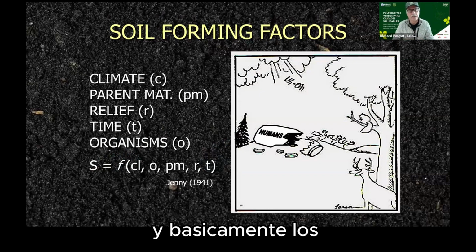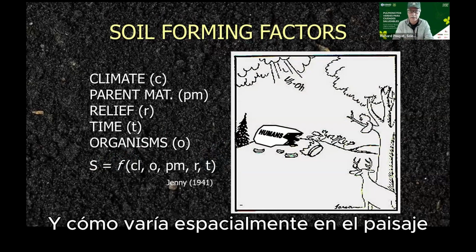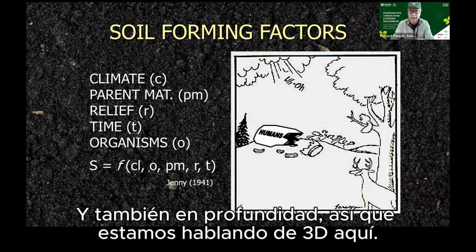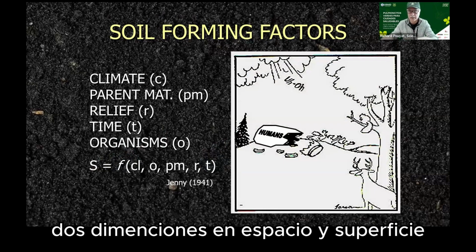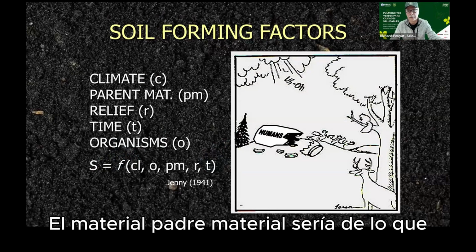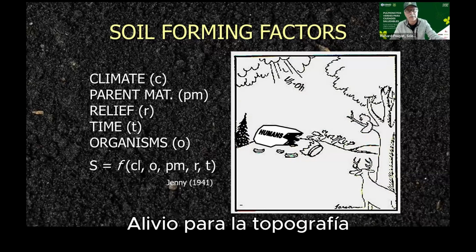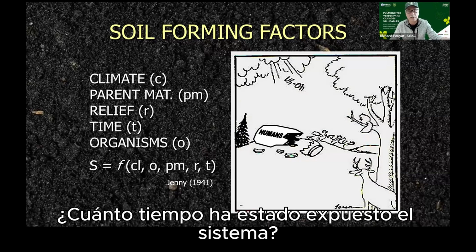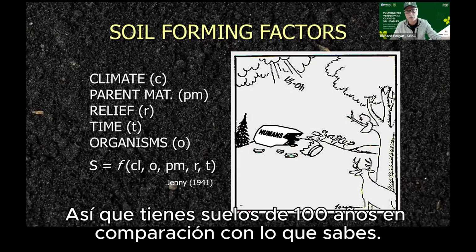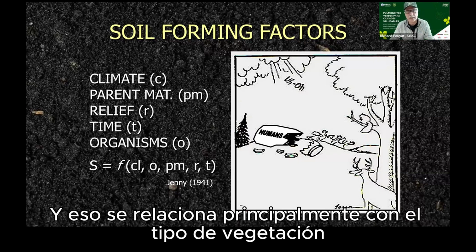Basically, soil scientists think of 5 different factors that influence soil and how it varies spatially on the landscape and also at depth. So we're talking 3D here: 2 dimensions spatially on the surface, but also in depth. And if we have an understanding of the climate, the parent material, which is what the soil is being formed from, the kind of rock, for example, relief or topography, how long the system's been exposed, so you have 100-year soils compared to 100,000-year soils, and what organisms are there, and that mostly relates to the type of vegetation.